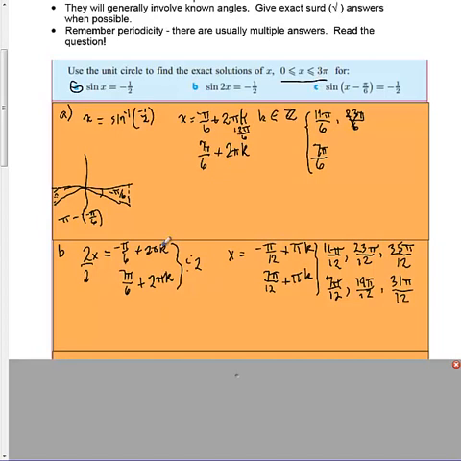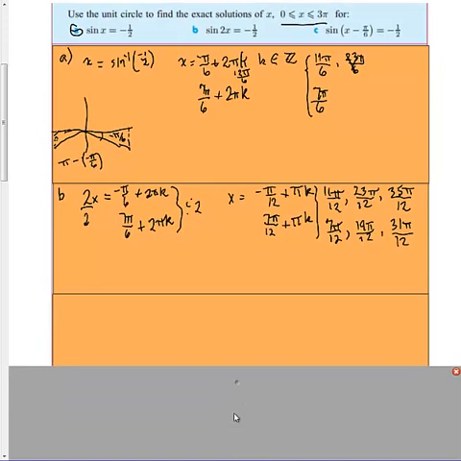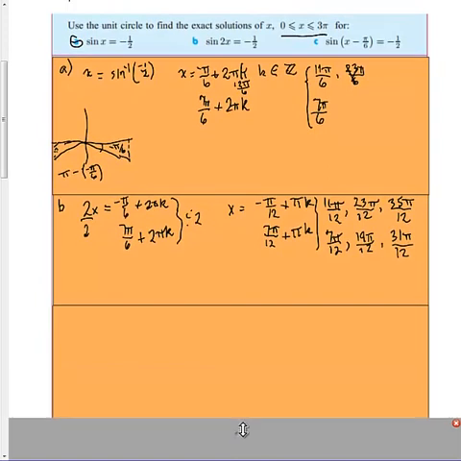The last one I want to look at is part C, and in that one we don't have a different frequency, but we do have a shift. So let's look at part C. Again, minus 1/2 is the result, and I've already done that work, but the argument now is x minus pi over 6. So I get that x minus pi over 6 is equal to minus pi over 6 plus 2 pi k. It's not very good writing, sorry. And 7 pi over 6 plus 2 pi k.